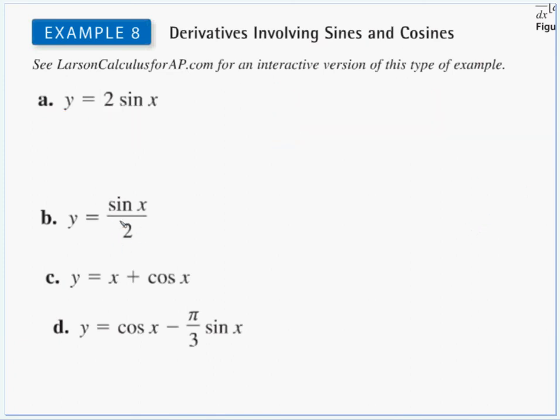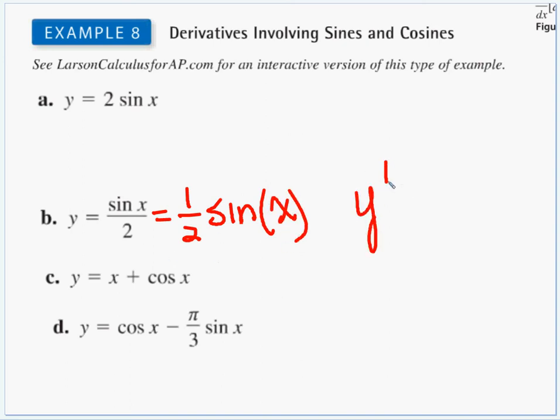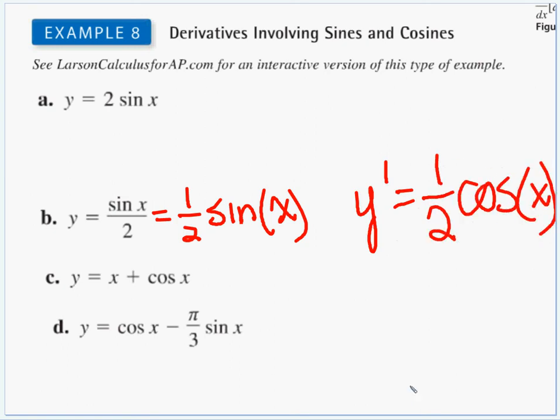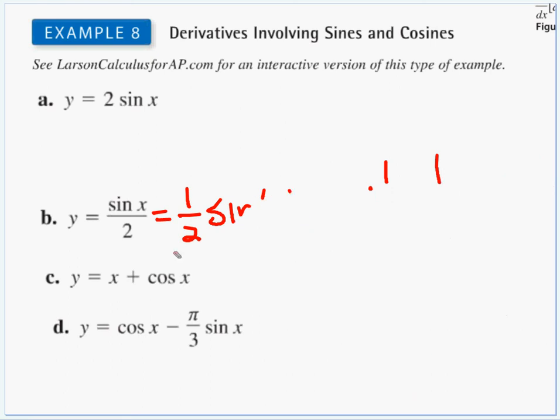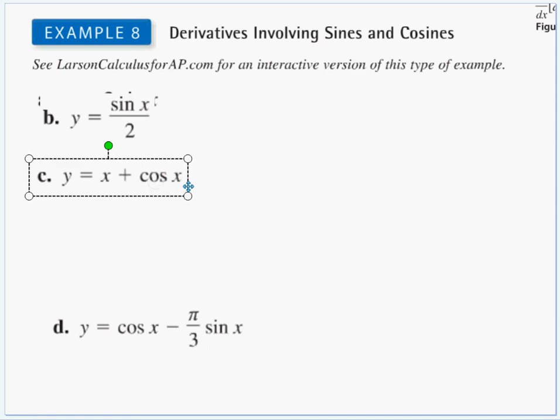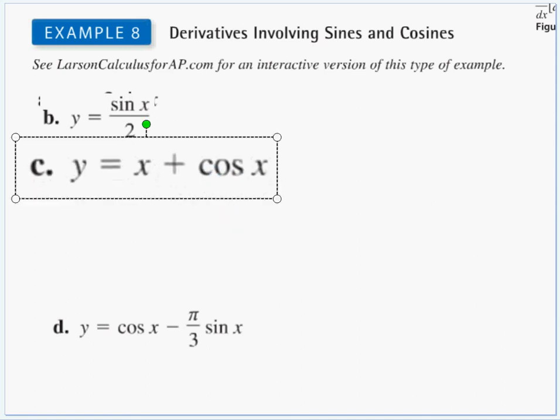Another way to look at it is to pull the constant out as a fraction, 1/2 sine x. All right, our function is 1/2 sine x. Our derivative, y prime: the 1/2 is a constant multiple, and the derivative of sine x is cos x. Letter C, x plus cos x.